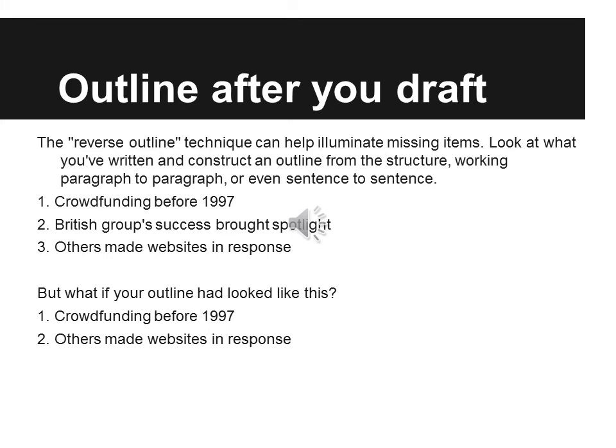One way you can check for this is doing what's called a reverse outline. You take your first draft, and you go through paragraph by paragraph or sentence by sentence, depending on the length of your document, and you outline not what you meant to say, but what's actually there. Doing this can help you see the places where you may have missed explaining those connections.